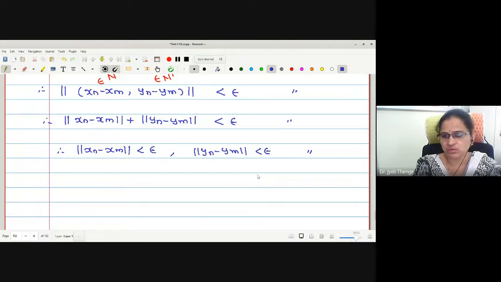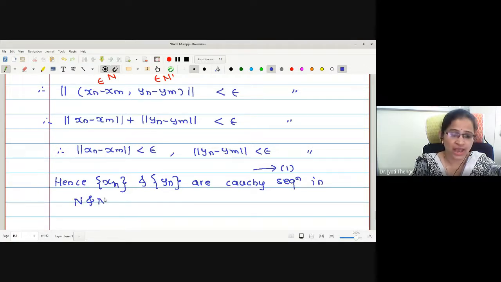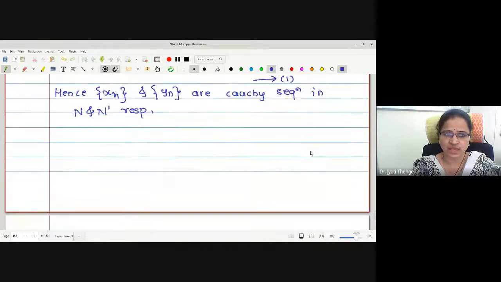Now look at this. By using this condition, may I say the sequence xn is Cauchy in the space N and yn is Cauchy in the corresponding space N dash, right? Therefore, can I write directly: hence, the sequences xn and yn are Cauchy sequences in N and N dash respectively. But what we started with is an assumption that both these spaces are complete normed linear spaces. Therefore, may I say they converge to some point in the same space.